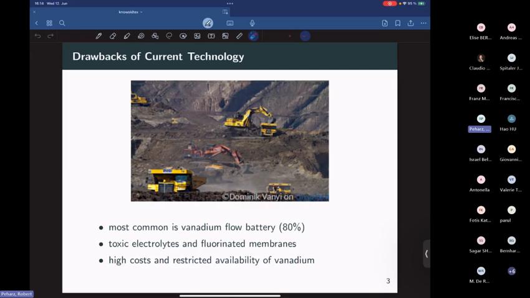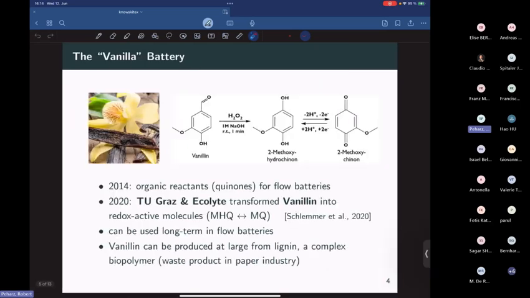Also, vanadium is, at least in the processing, toxic. It's not a very clean process. Also, if you use vanadium, it's usually used with fluorinated membranes, another layer of problems. So the main idea here is to make something like sustainable green batteries. If you maybe exaggerate a bit, essentially developing this thing, the vanilla battery.